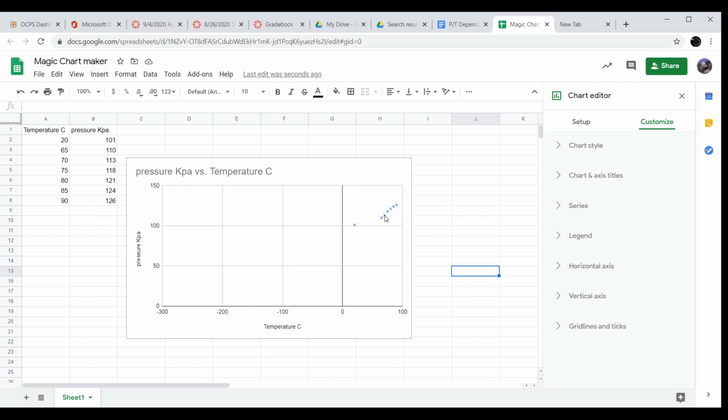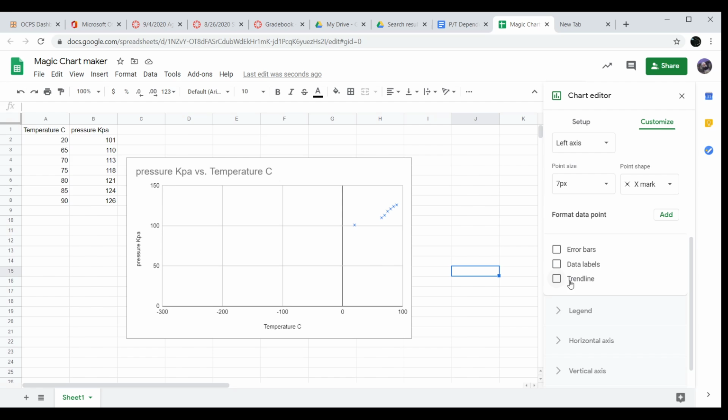Realistically, if you were making this line, you would just try to make a straight line. You would use a ruler to make a straight line that passed through as close to those data points as possible. So your goal would be to make a line that passes as close to all the data points as possible.